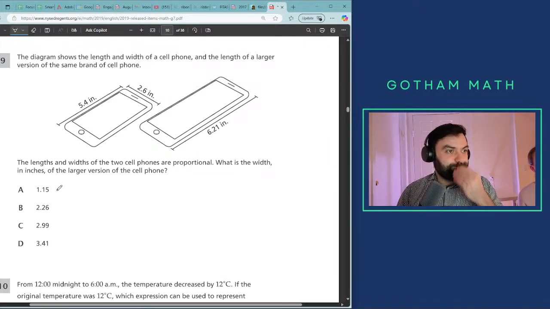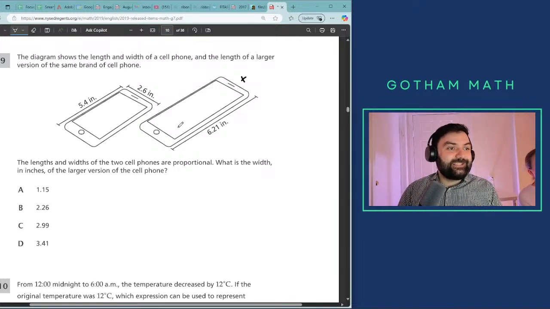So, the diagram shows the length and the width of a cell phone, and the length of a larger version of the same brand of the cell phone. Okay, so the length and the width of the two cell phones are proportional. What is the width in inches of the larger version of the cell phone? Okay, so we're looking for the width. We're looking for that, right?